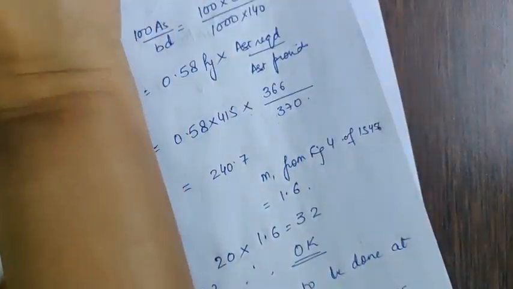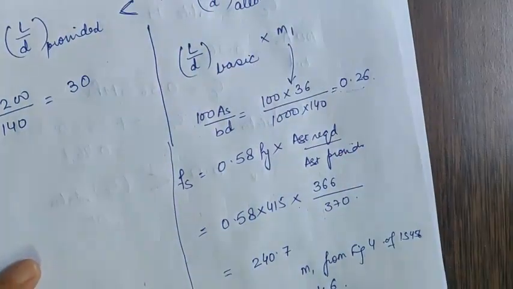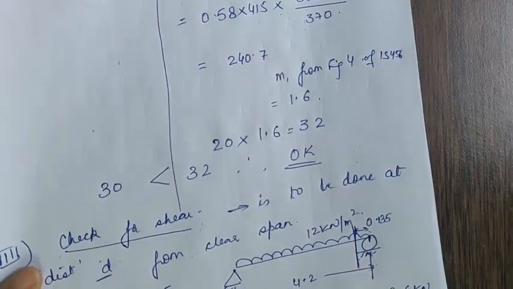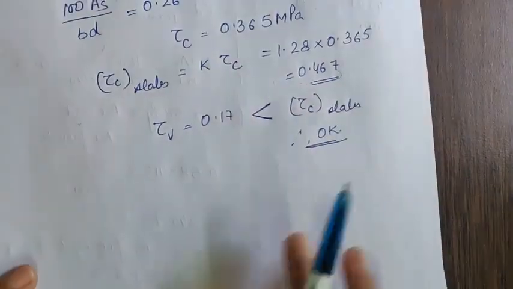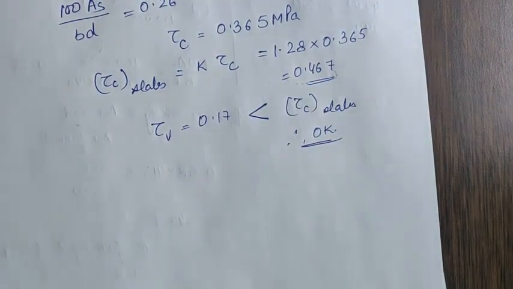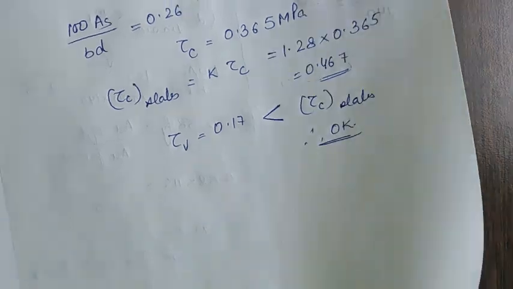Okay. Then, once we have done this, we have done the check for deflection. The system is safe in deflection. We have done the check for shear. The system is safe in shear. So it means the designed slab is okay with us. Now, we are to just draw the detailing of the slab.